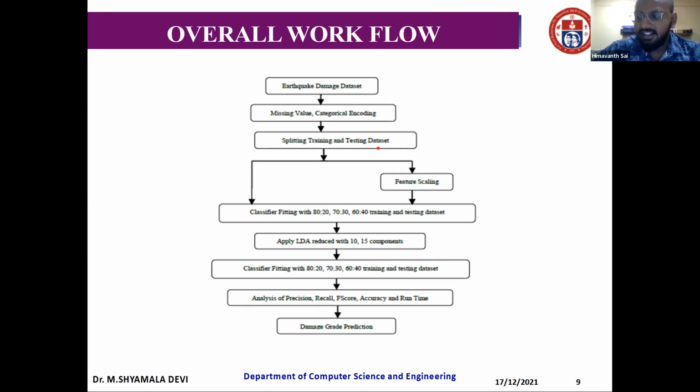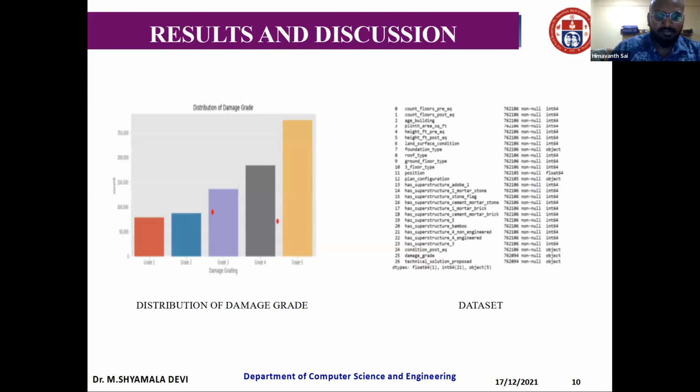Then we apply the linear discriminant analysis algorithm with 10 to 15 components. Again, we classify and fit with these same ratios of the training and testing data set. Afterwards, we analyze precision, recall, F-score, accuracy and runtime. And finally, we predict the damage grade which has happened. So this is the target. This is how we are going to classify the seismic level of the earthquake and the damage which happened.